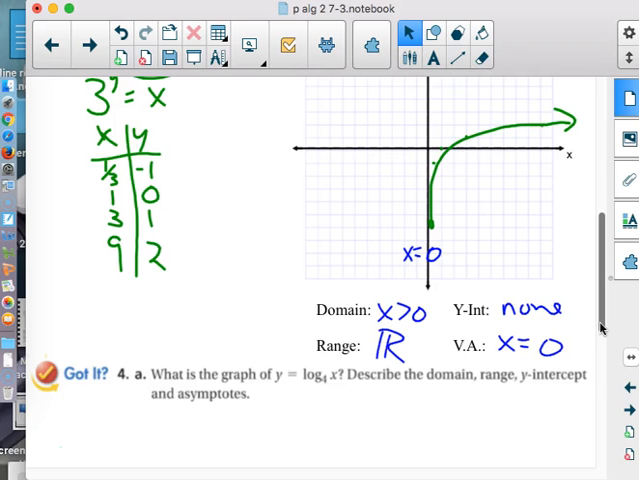Anybody have an idea and a way to explain it? Nope. Okay, kind of a stumper because spring break was kind of long, right?